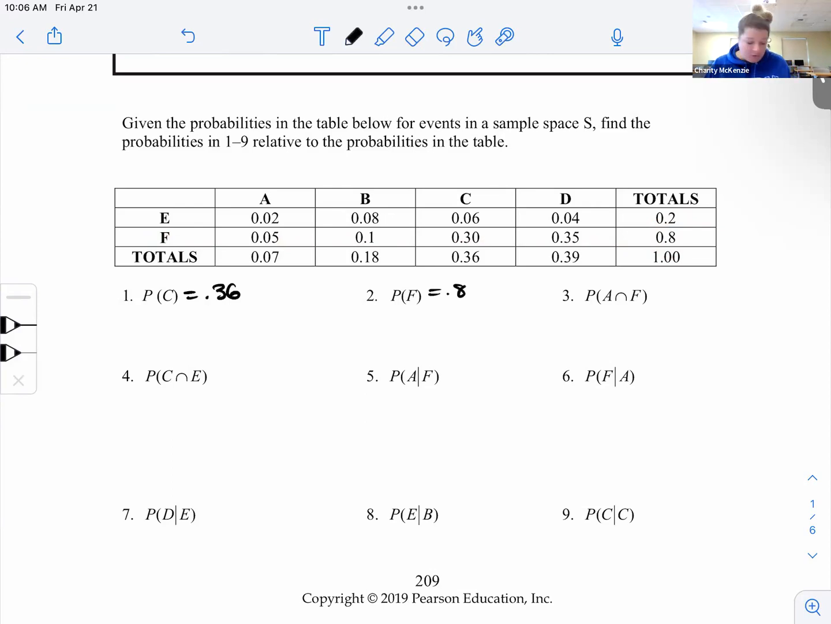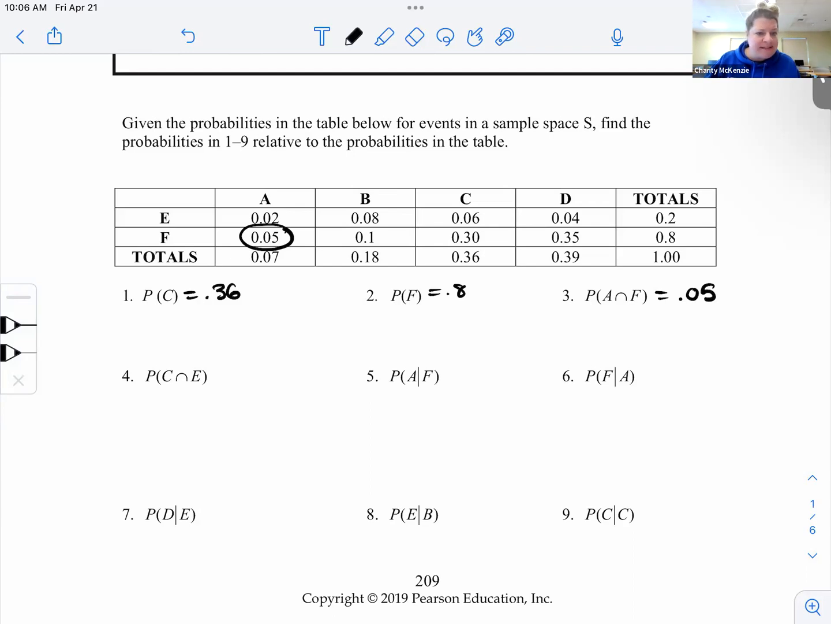Okay, so for 3, we have an intersection. What's the probability of being A and F, or where do they intersect, right? So A and F is this one at 0.05. This is where they both intersect right there. So this is equal to 0.05. And again, if it was counts, you would put however many were in there, divided by the total.